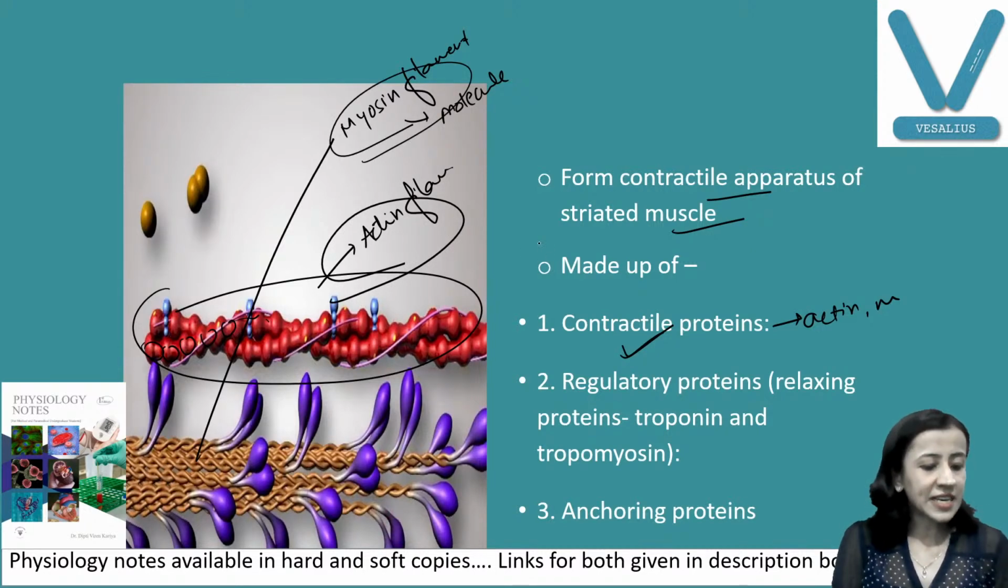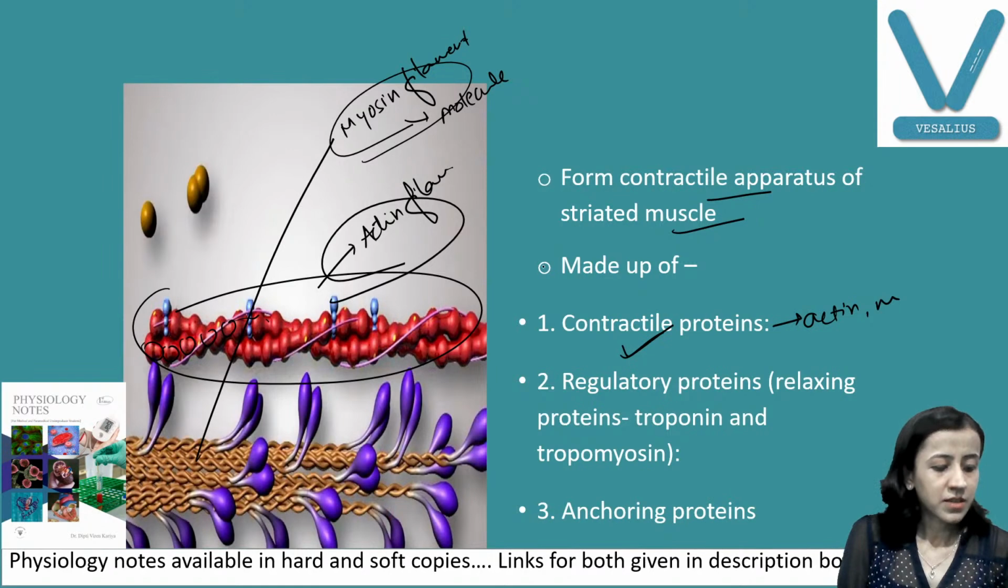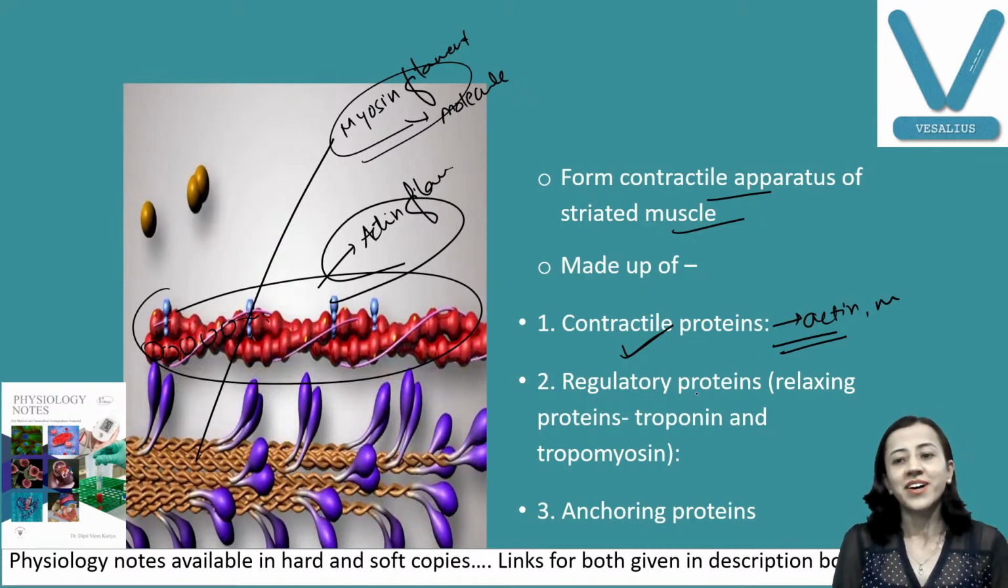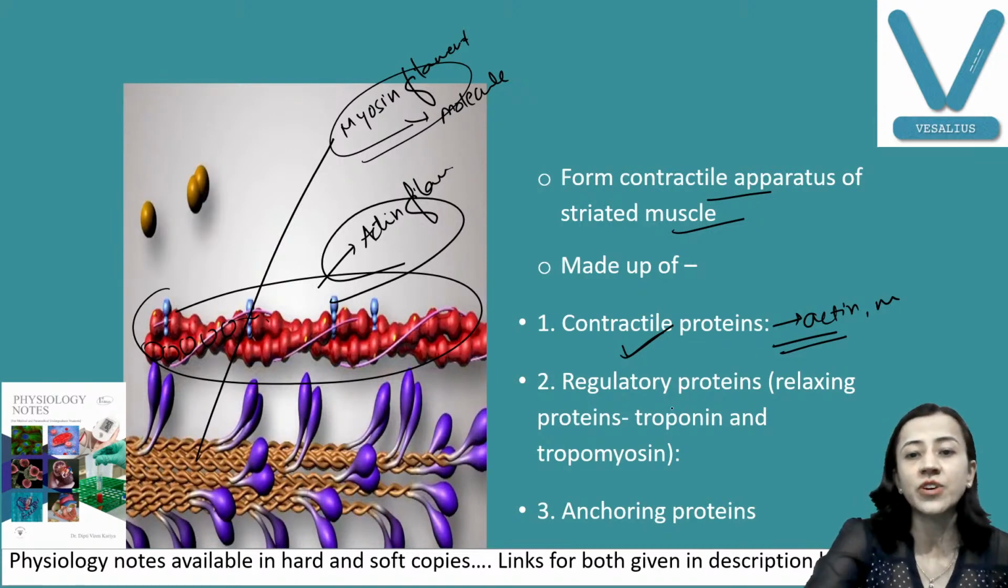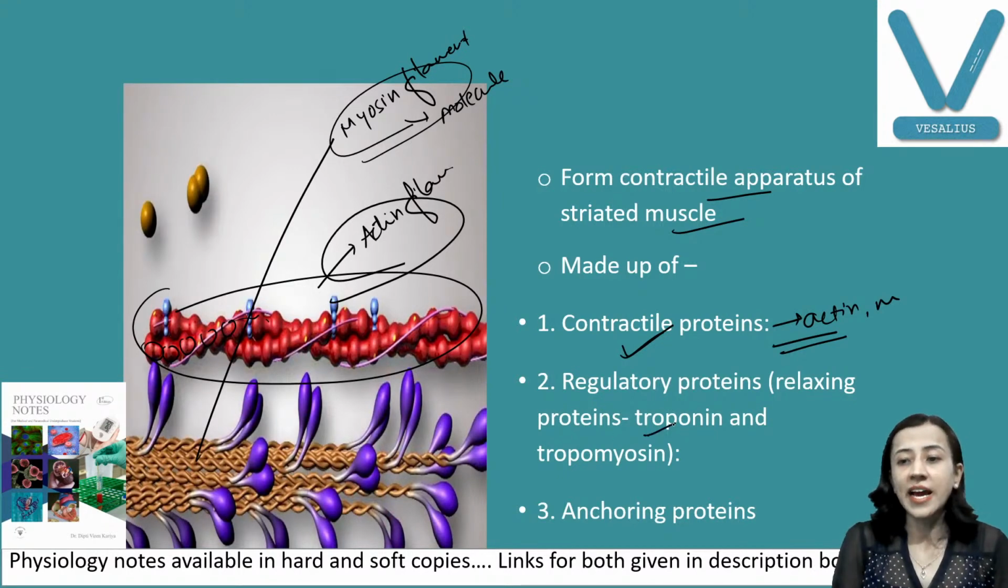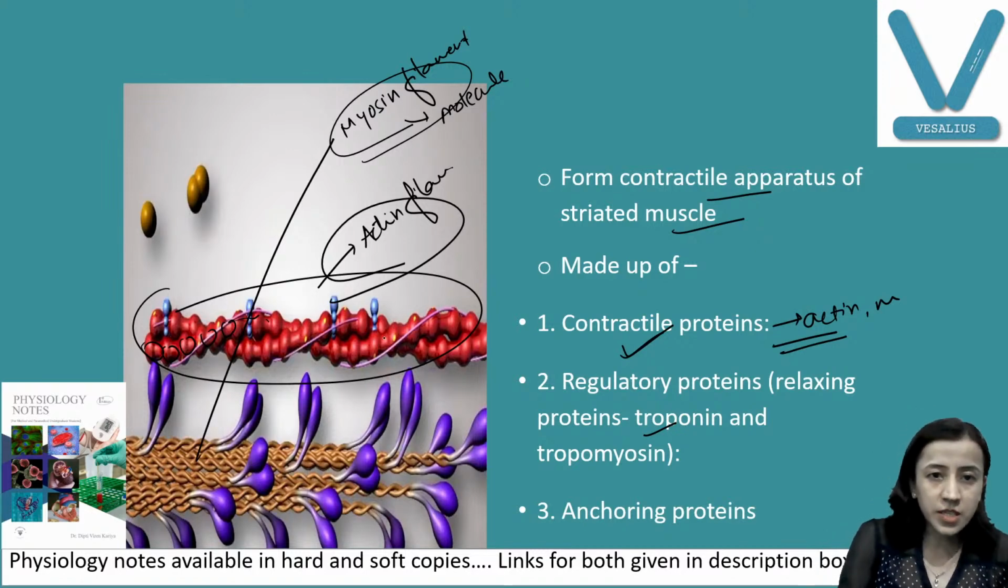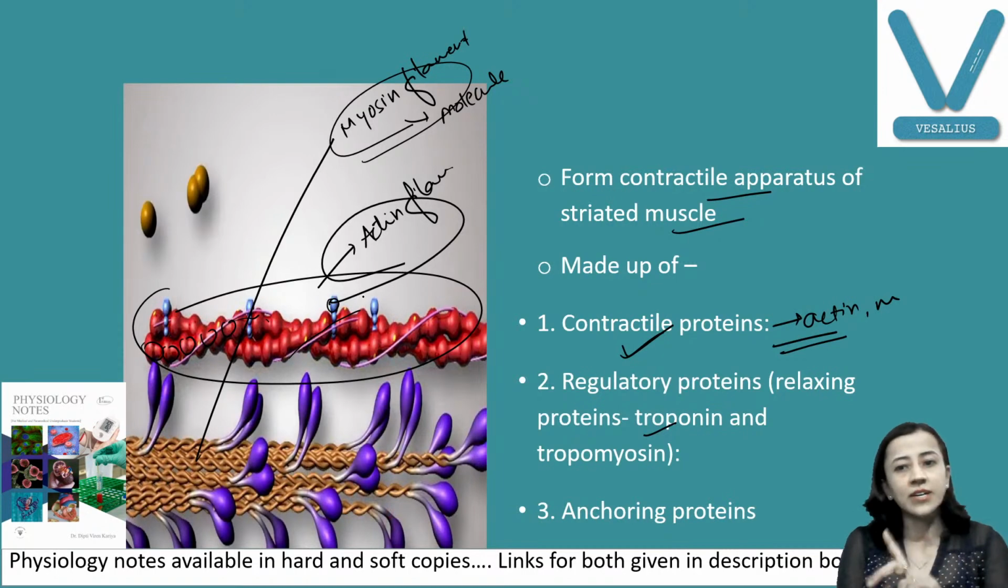So contractile proteins are actin and myosin. We will come to meromyosin also, don't worry. Then regulating proteins or regulatory proteins, these are your troponin and tropomyosin. We will discuss how tropomyosin and troponin regulate, that also we will discuss.